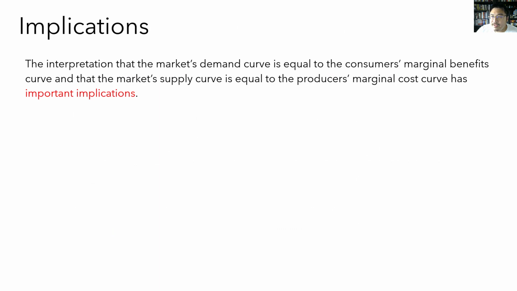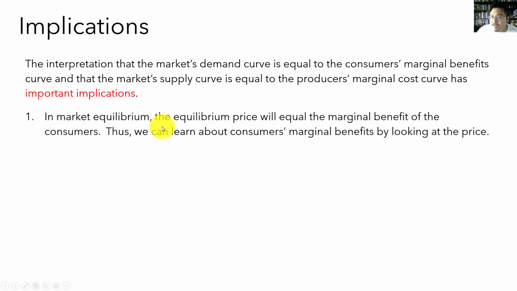All right, so this interpretation of the market demand curve as being equal to the consumers' marginal benefit curve and the market supply curve being equal to the producers' marginal cost curve has some really important implications. First, it says that in the market equilibrium, the equilibrium price is going to be equal to the marginal benefits of the consumers. And so what that means is that if we look at the price in a market, we can learn something about consumers' marginal benefits, right?